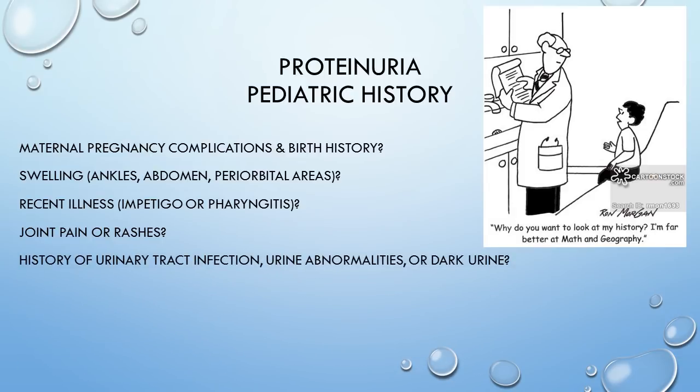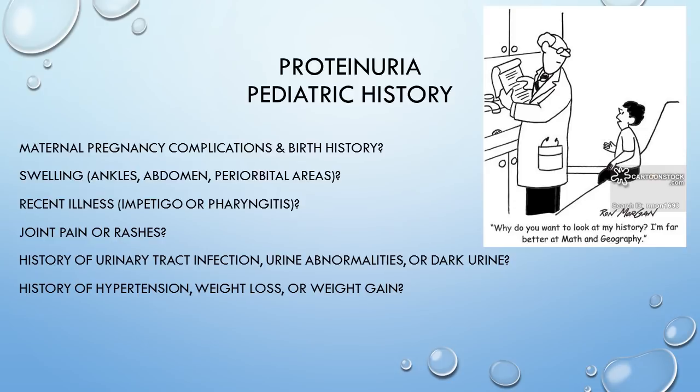Do they have a history of problems in their urinary tracts? So urinary tract infections, any urine abnormalities. I'll ask specifically if their urine has seemed more foamy or bubbly lately. Has their urine been more dark, Coca-Cola colored? That would make us worry about hematuria.